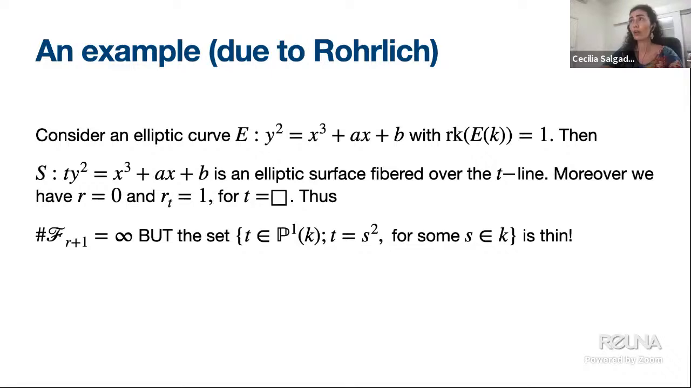So this is due to David Hollick. You can consider an elliptic curve over your number field, so it's really a curve over a number field with Mordell-Weil rank 1. Then you can construct an elliptic surface by considering the family of quadratic twists. So I twist by T, and I have S_T, my fiber. So this is an elliptic surface fibered over the T line. It's an isotrivial surface, has 2 non-reduced fibers. And as an elliptic surface, this has rank 0, generic. But every time I take T a square, I get back E. So my rank is 1.